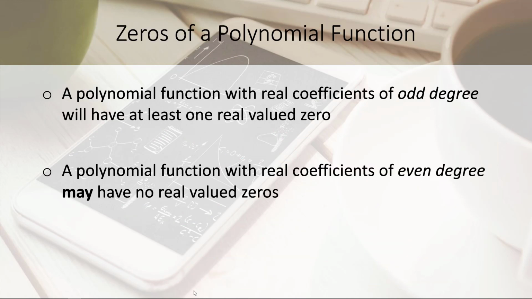And here we want to talk a little bit about how polynomials of a certain degree behave. The first thing I want to mention here is that a polynomial function with real coefficients of odd degree will always have at least one real valued 0. Keep in mind that if you have a polynomial of odd degree, say degree 3, 5, or 7, then it will have 3, 5, or 7 zeros respectively. They may be distinct, they may be the same, but there will still be 3, 5, or 7 zeros. Suppose you had a polynomial of degree 3.